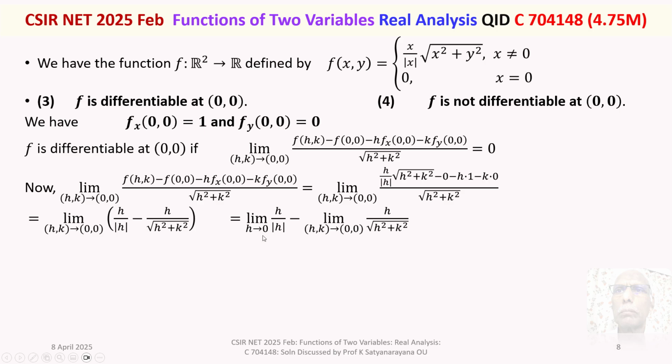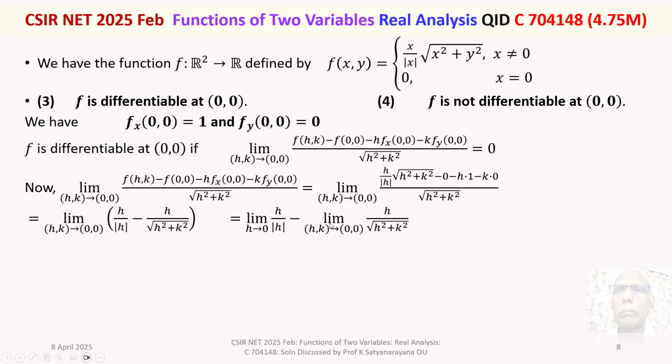Now, as h tends to 0 from left and from right, h by mod h will take plus 1 and minus 1, which is not unique, therefore the limit does not exist. This is a very familiar example. Even this is also a familiar example when we are working out functions of two real variables.